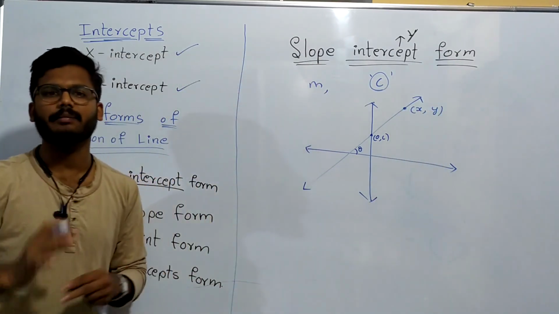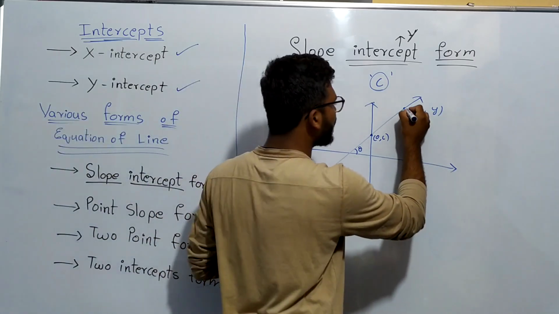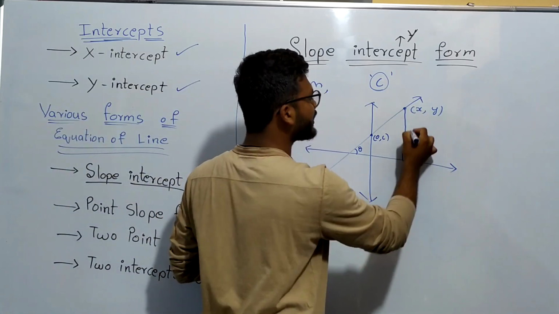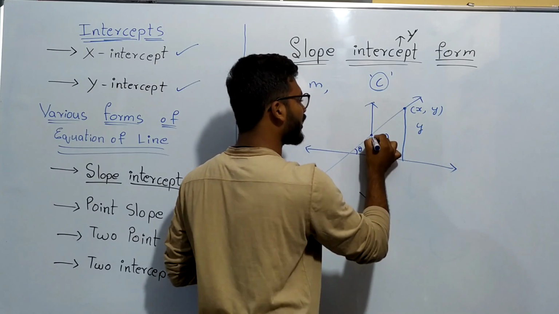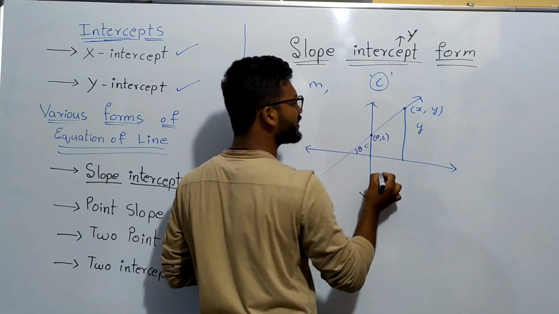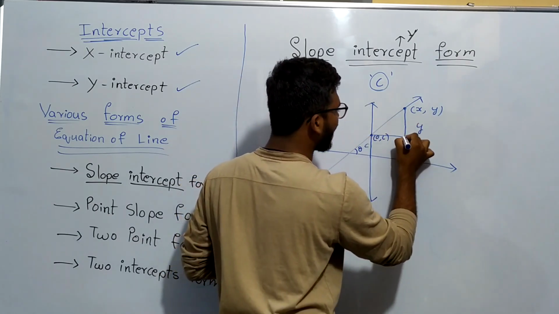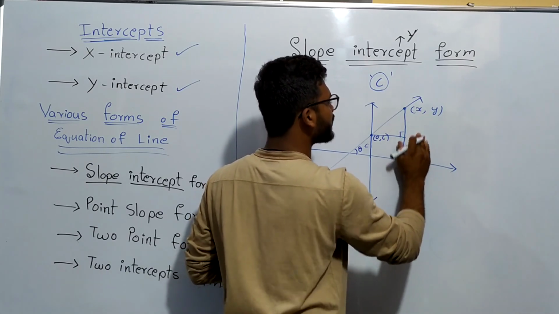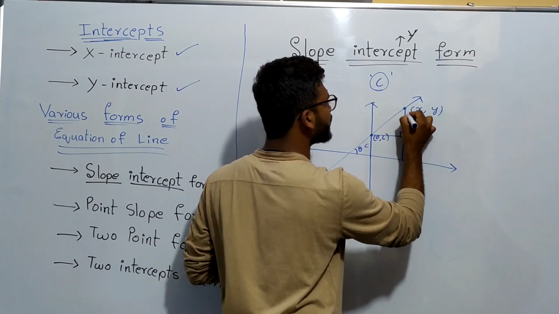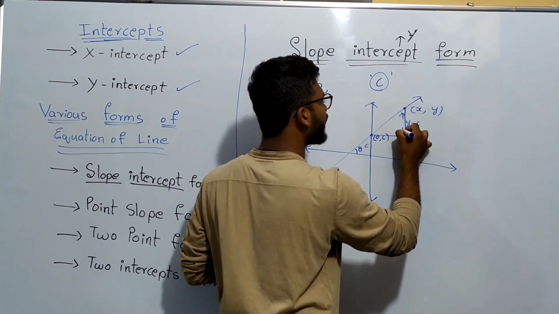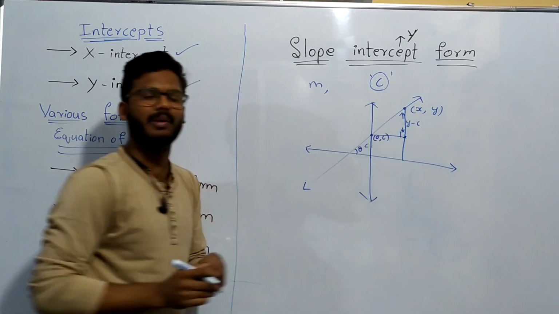I don't know point. Let it be x comma y. Now from here to here, what is the distance? This total distance is y, and from here to here the distance is c. So if I draw a right angle triangle here, this distance is nothing but y minus c. The only distance from here to this point is y minus c, right?